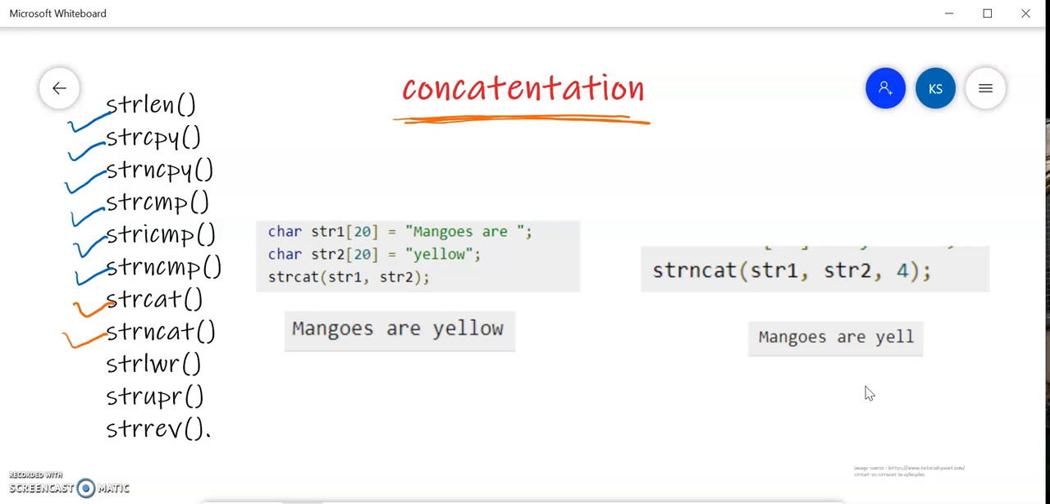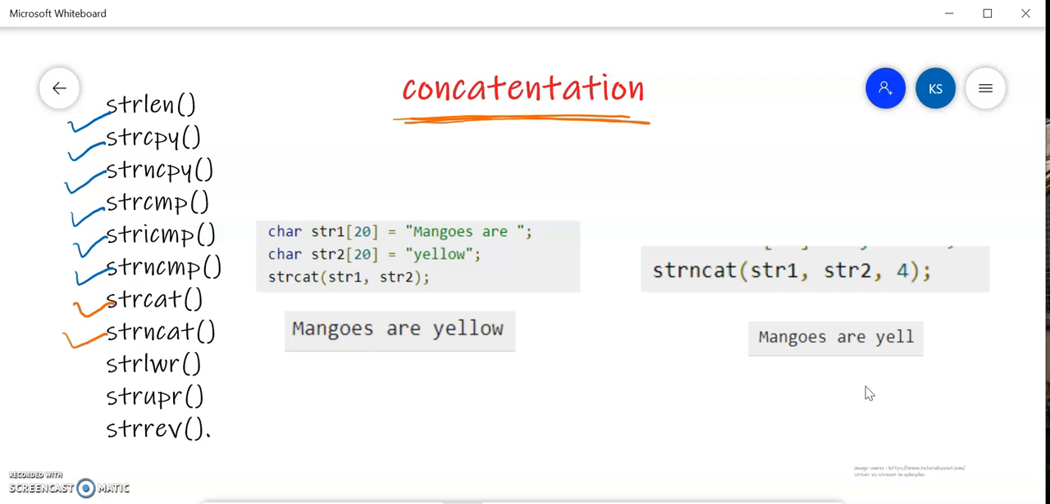Concatenation means joining two different strings. It's very easy. Concatenation means joining two different strings, concatenating two strings. It's very easy and very simple. See, here we have one example.